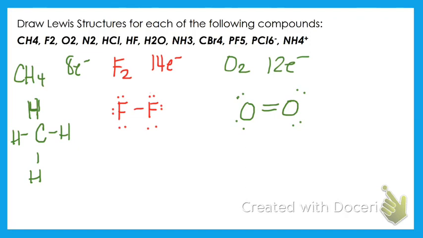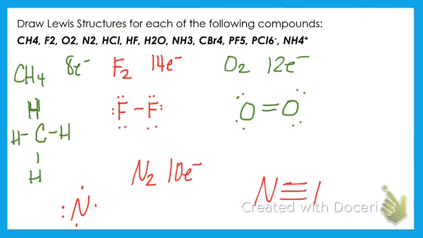And then comes nitrogen. How many valence electrons? 10. Okay. Well, nitrogen looks like this when you draw its electron dot. So how many bonds does it need? 3, wherever there's an open spot. So there's nitrogen.